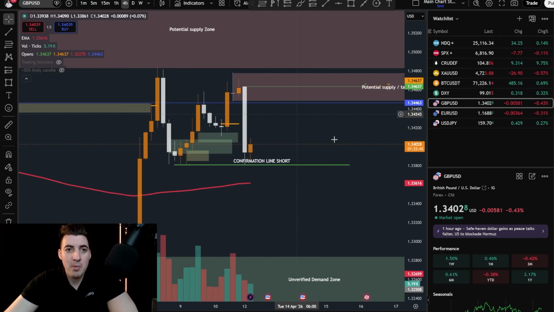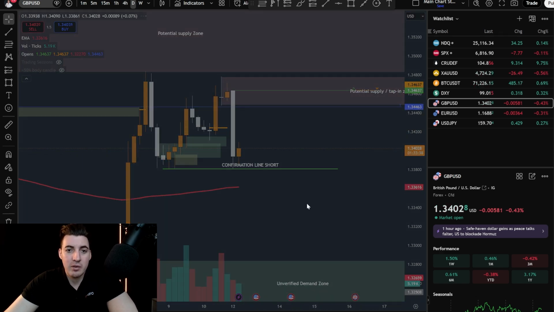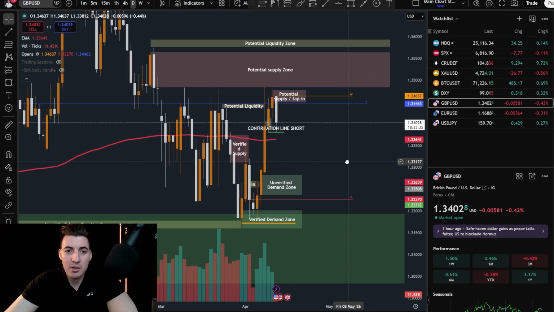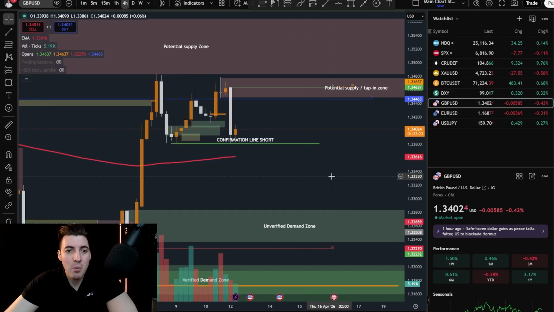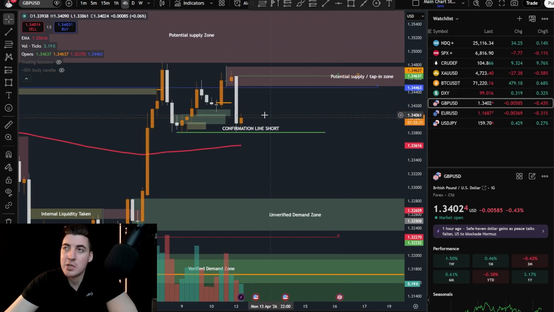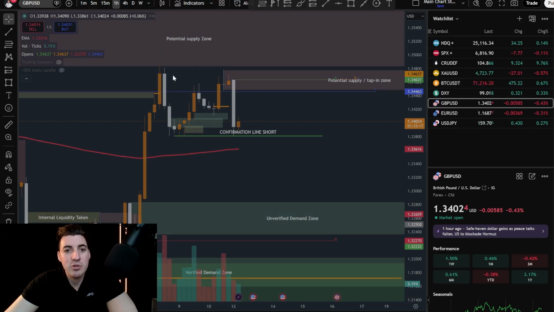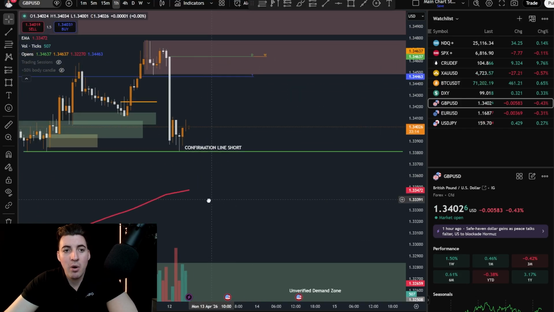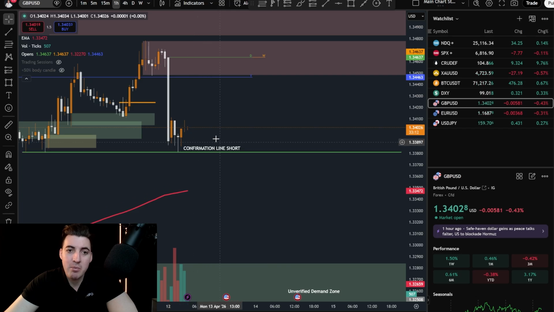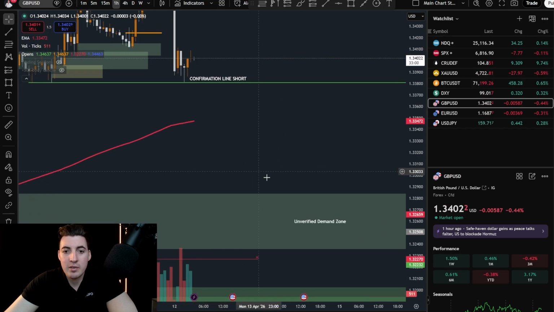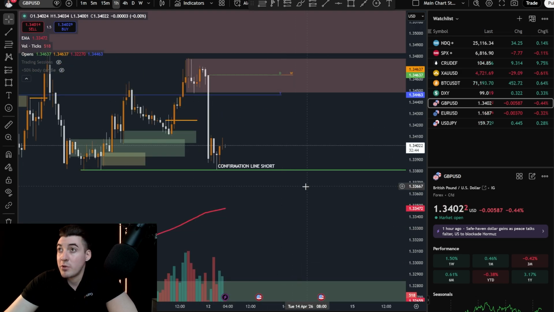What I'm waiting on at the moment is, if we scroll out to the daily, we are still quite bullish, although we're seeing a substantial amount of resistance around these areas. Because of this, I am waiting to see what the price does, especially around London Open. I think it's still going to be quite bearish. If I drop down to the 1-hour frame, I'm waiting to see a full body break below my confirmation line for a short position, and I will target this unverified demand zone just below. So I'm currently waiting for a short position.